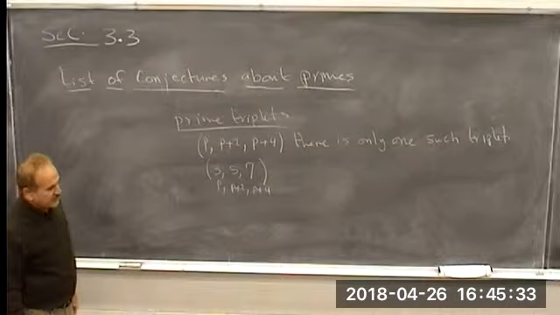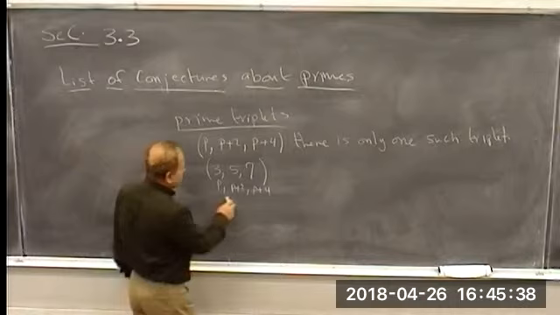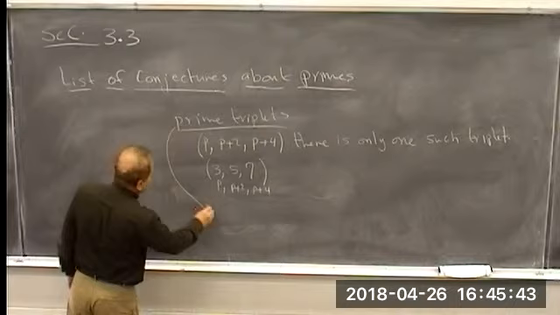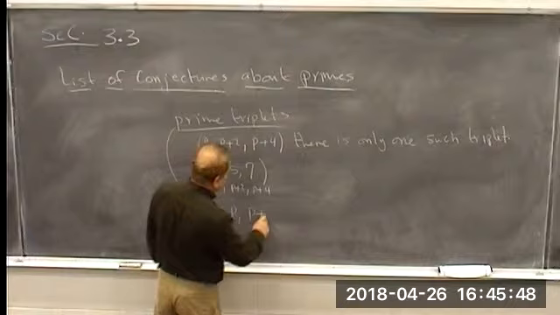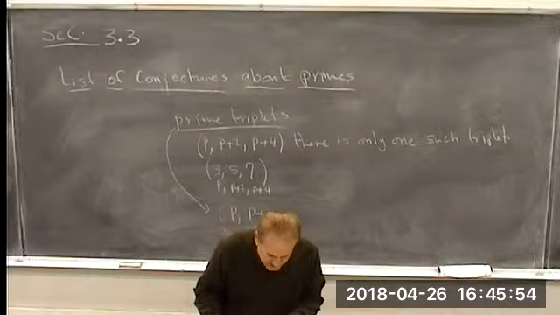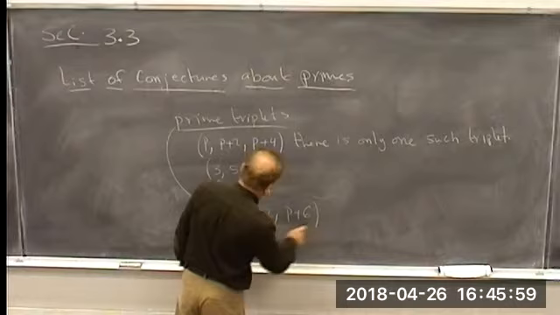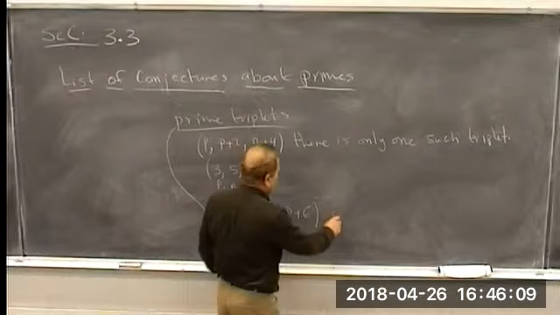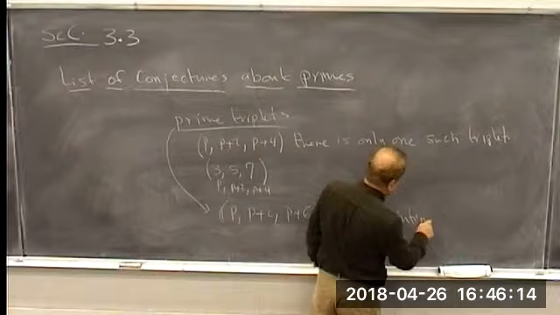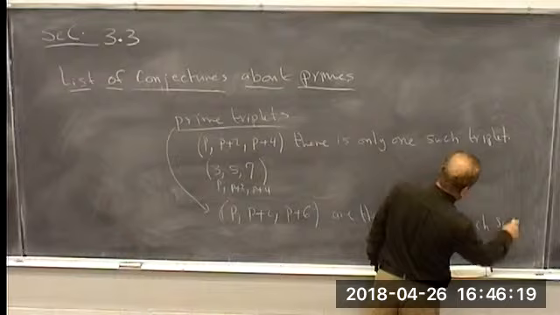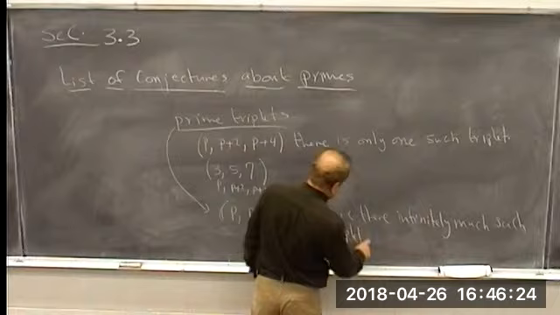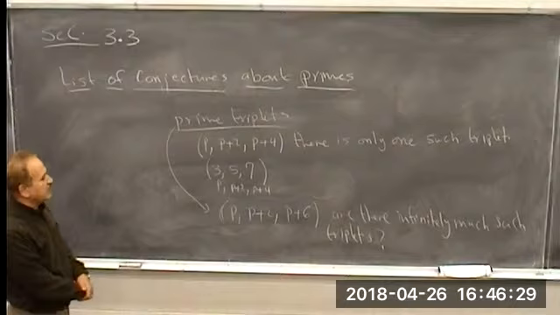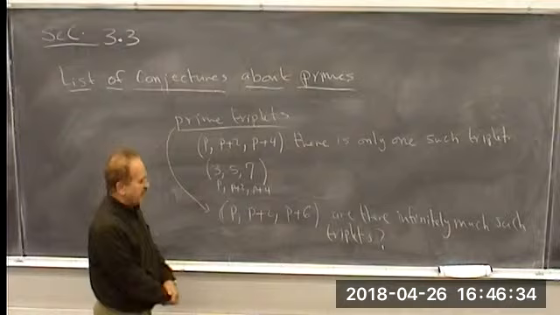So that's not very exciting. So there's another way prime triplets are defined. So then we have P, P plus 2, and P plus 6. So we skip, kind of. And the question here, which is still unanswered, is: are there infinitely many such triplets? Okay.